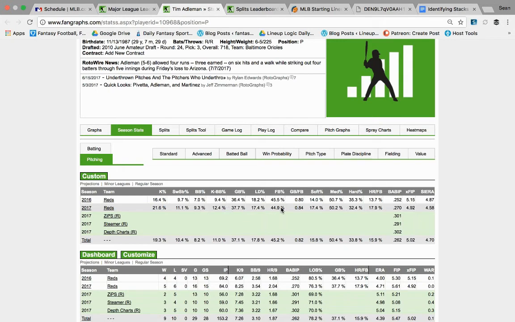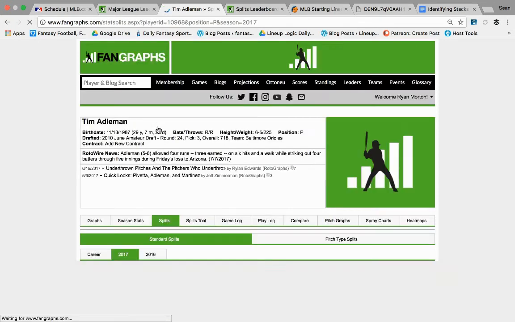We also see he's got a 44% fly ball rate. That's just too high. He's giving up way more fly balls than ground balls. That's awesome for us. We want that. And he's giving up 32% hard contact. Not an immense number, but it certainly is something that seems to be affecting his SIERA and his xFIP.